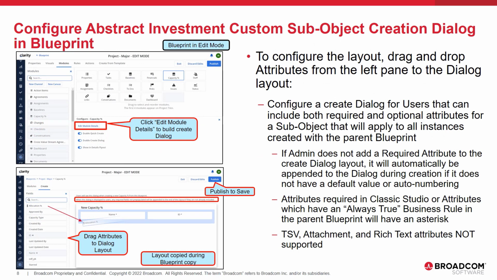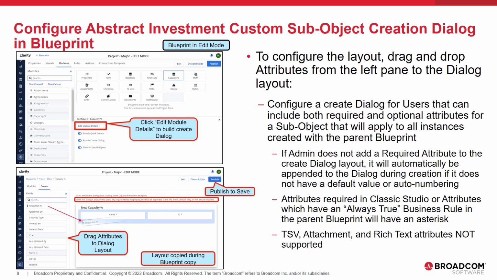Administrators will now have the capability to configure the Create dialog for abstract investment custom sub-objects. They'll do so the same way they do other sub-objects. They'll go into the blueprint and click on Edit Module Details for the sub-object that they want to configure the dialog for. And they'll just go into the Create tab and drag and drop attributes from the left pane that are available into the layout screen on the right.